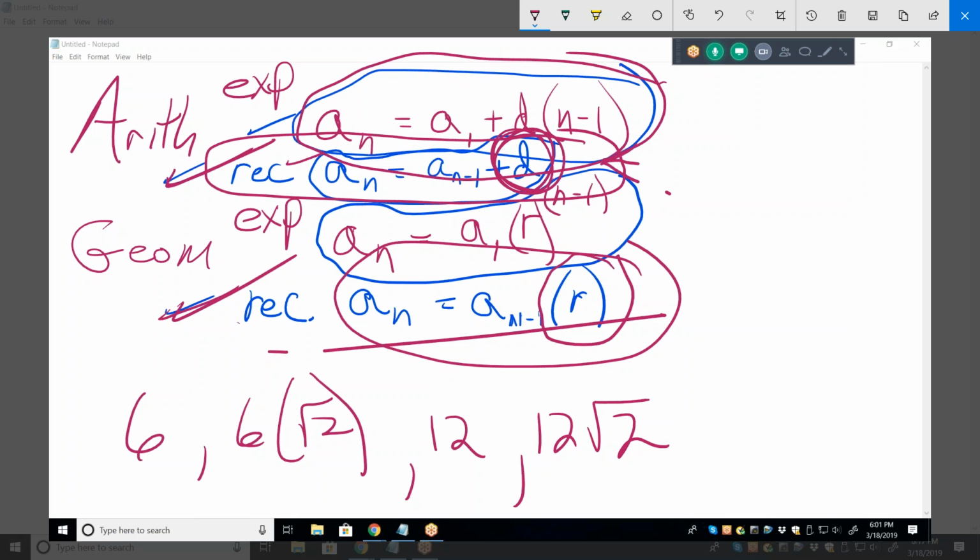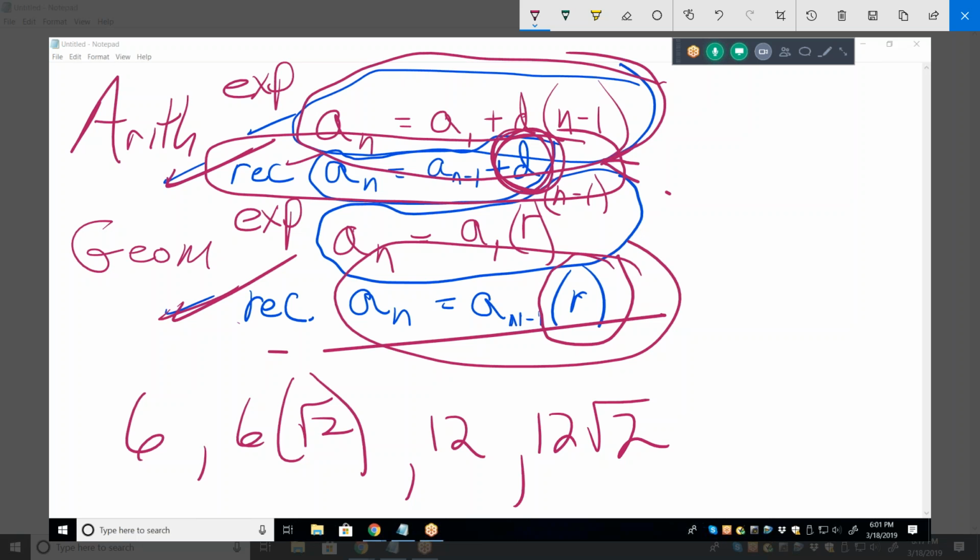Geometric? Correct. And really, there's an easy way to tell. First of all, you take your second term minus your first term. If that's the same number as your third term minus your second term, it's arithmetic. If it's geometric, you take your second term divided by your first term. If that is the same number as your third term divided by your second term, then it's geometric.